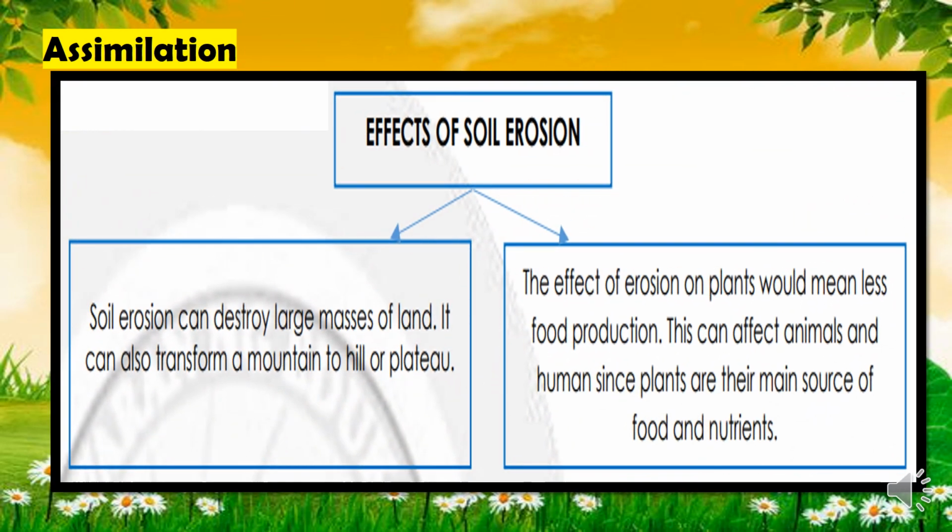For the assimilation, we have to remember the effects of soil erosion. First, soil erosion can destroy large masses of land. It can also transform a mountain to hill or plateau. Another effect of soil erosion is the effect of erosion on plants would mean less food production. This can affect animals and humans since plants are their main source of food and nutrients.